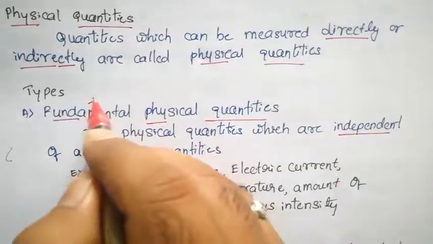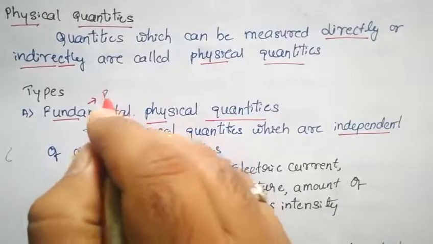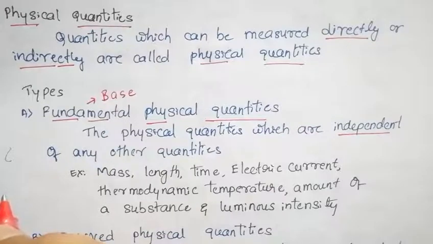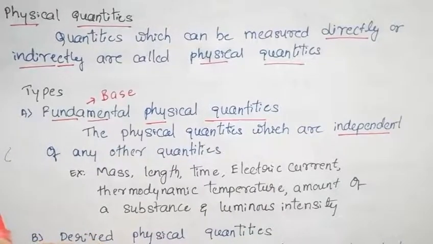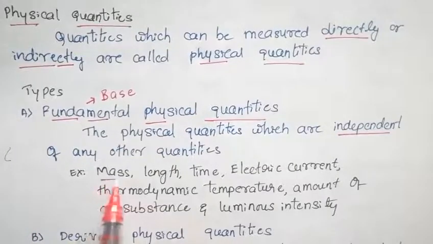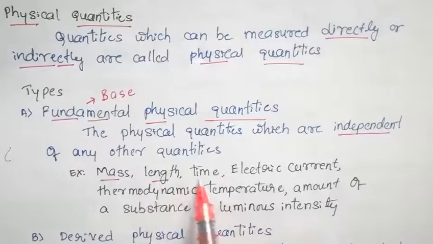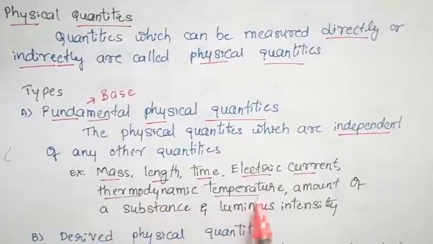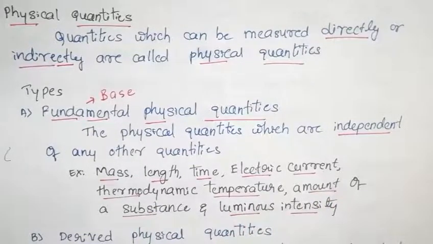In some books they refer to them as basic physical quantities, or base physical quantities, or fundamental physical quantities. For example, there are 7 fundamental physical quantities. What are those? First one is mass, length, time, electric current, thermodynamic temperature, amount of substance, and the last one is luminous intensity. So these are the 7 physical quantities which are independent of any other quantities, what we call fundamental.